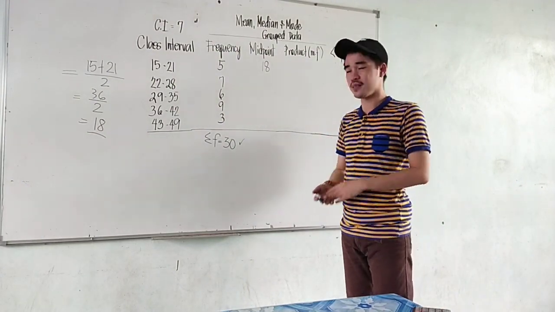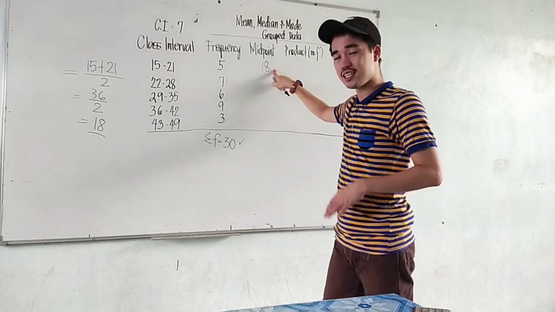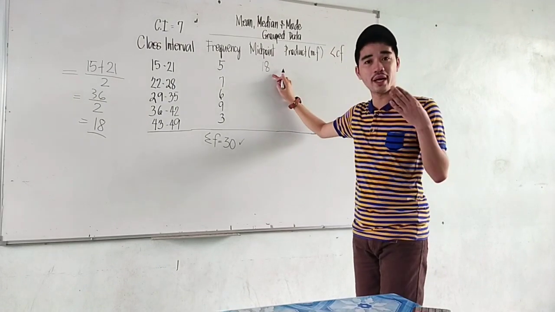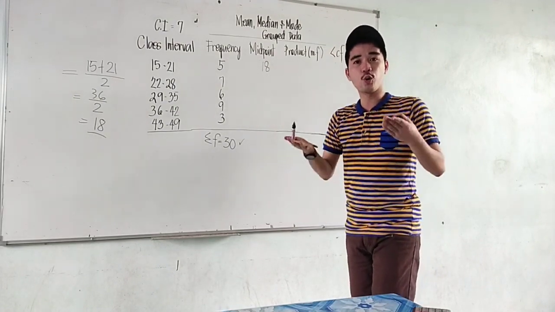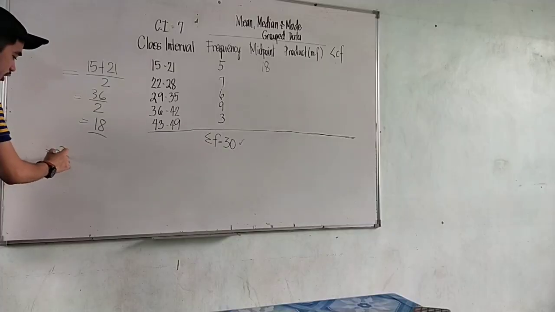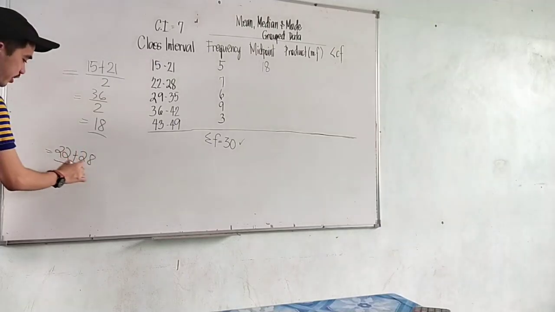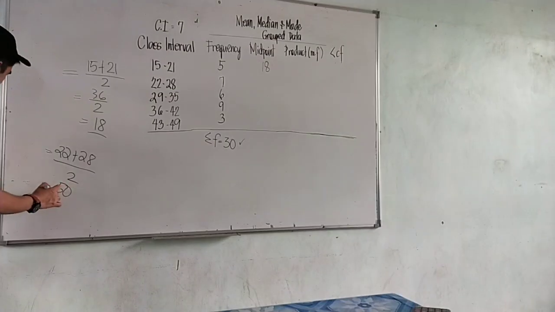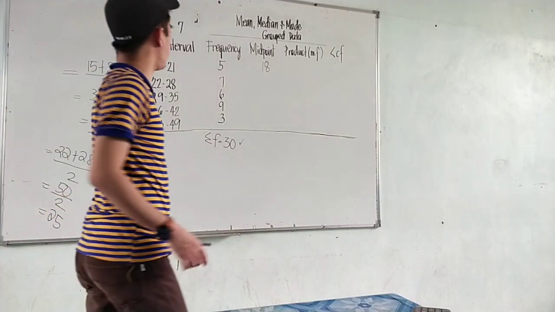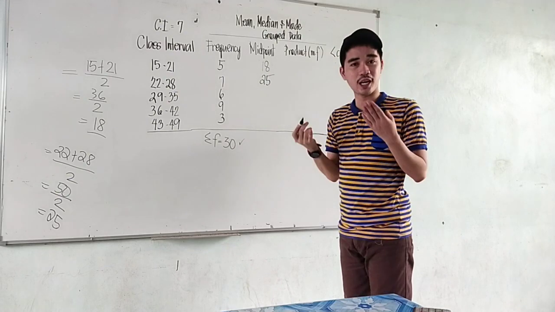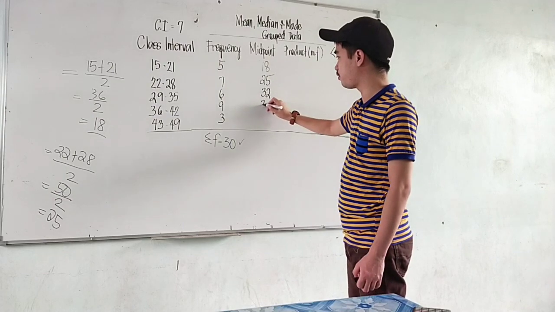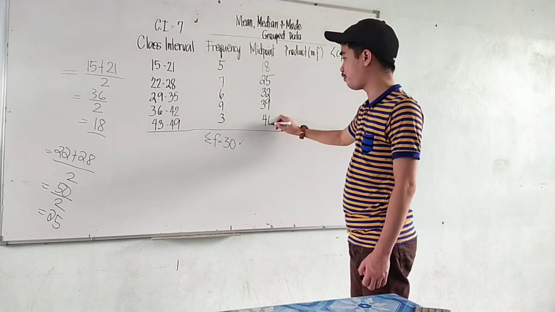Then, as I said last time, what we will do is add the class interval of 7. So we should expect the answer here to be 25. But let's test if our answer is correct. Using the next row, we have 22 plus 28 over 2. So we have 50 over 2 equals 25. Same answer. So we have here 25. We can now add 7 plus 7. We have 32, plus 7, we have 39, and plus 7, we have 46.